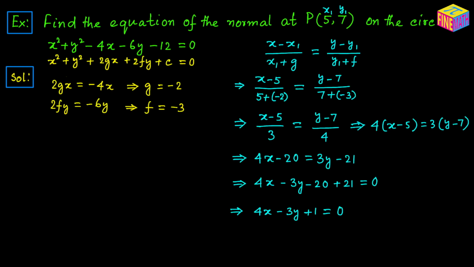Now what are the coordinates of the center? Coordinates of the center would be (-g, -f), that means it will be (2, 3). So if we use 2 in place of x and 3 in place of y, then the equation will give us 4 times 2, that is 8, minus 3 times 3, that is 9. So 8 minus 9, that's negative 1, plus we have a 1 there, so negative 1 plus 1 will become 0. So looks like the coordinates of the center also satisfy the equation of this line. So this equation must represent the normal line going through the point P, and that is our answer.